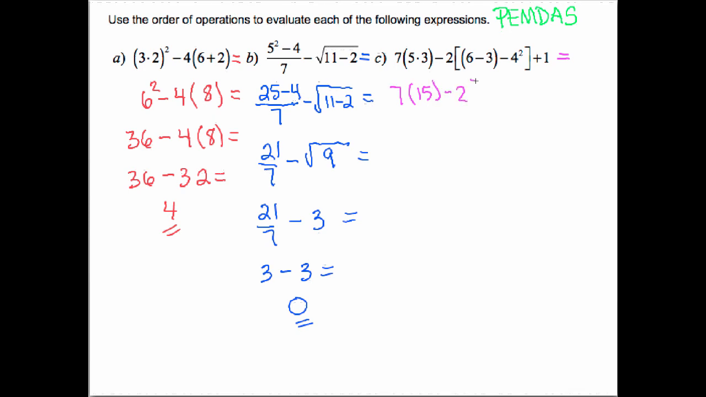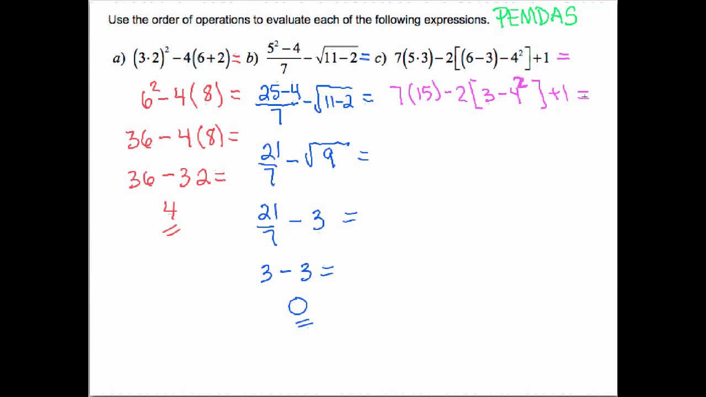Minus 2 times, and I want to work within the brackets first. So within the brackets first, I see parentheses. So I go into the innermost parentheses, which is 6 minus 3, and I subtract. Minus 4 squared, plus 1. Let me make this look a little more like a square. There we go.